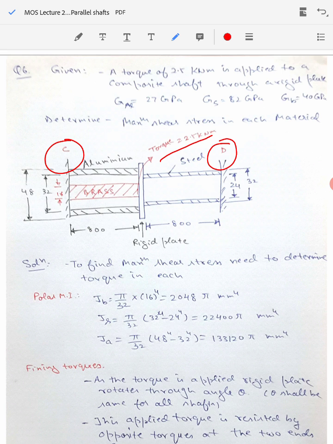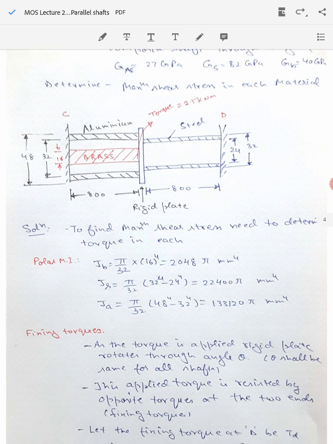In this question you need to determine the maximum shear stress in each material. In order to determine the stress values in each material, we need to determine the value of torque that is shared by each of these shafts. That means how much torque is being applied on the aluminum shaft, how much on the brass shaft, and how much on the steel shaft. The applied torque is 2.5 kilonewton meter, out of which we need to work out what portion is being shared by each of them, and then we can easily calculate the maximum shear stress for each of the materials by simply using the formula.